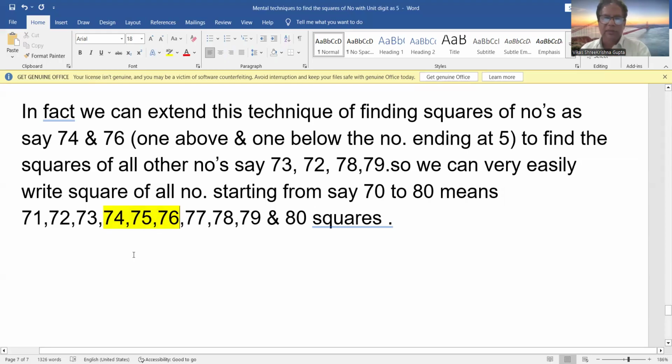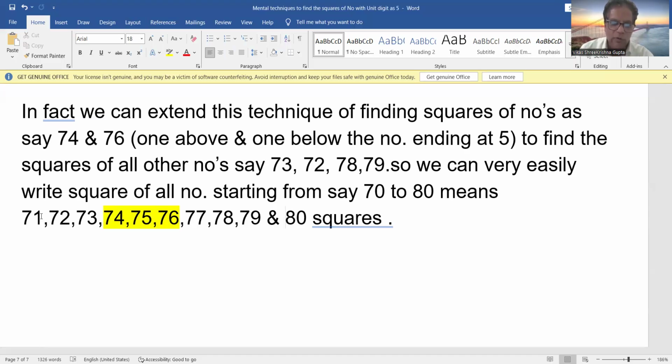But the same technique can be extrapolated for finding the square of 77, 78, 79, and here it can be extrapolated for 71, 72, 73. Either you can start with 70, you can start with 75, or you can start with 80. For numbers more than 76, you can start with 80. And for numbers less than 75, you can start with number 71. But all this you learn when you join this course. Then I will show you how to extrapolate this technique to find the squares of all the numbers from 70 to 80, applying this simple technique which I have shown you here, how to find the square of 74 and 76.